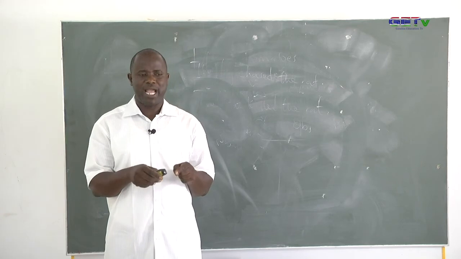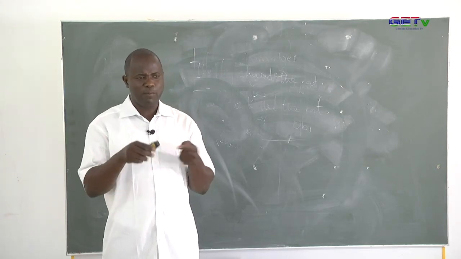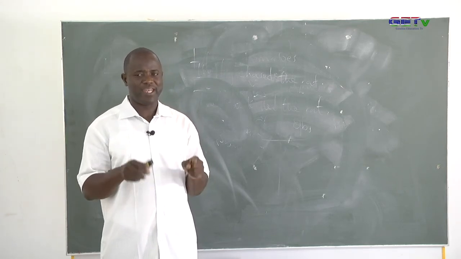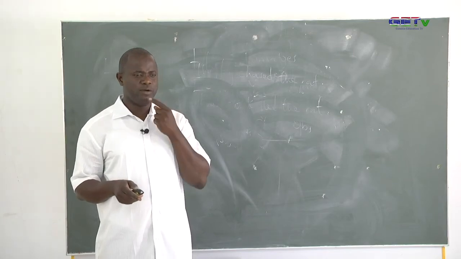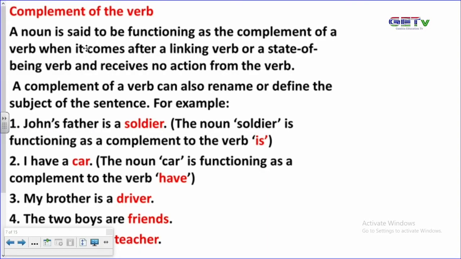But what this subject has is not known. So bringing in a complement will make us understand better. So we move on. My brother is a driver. So here also, a driver as a noun is complementing the verb. In the other way around, the subject if you like, because without it, we wouldn't understand the sentence fully.